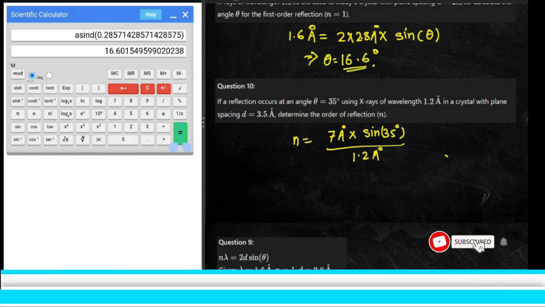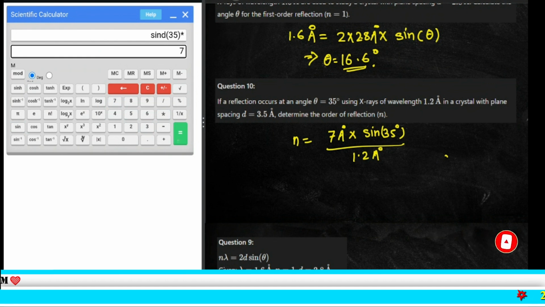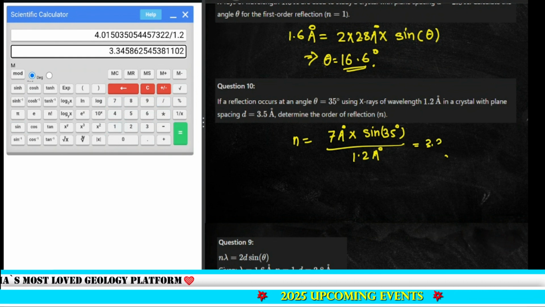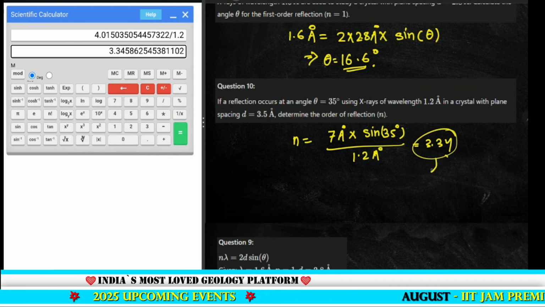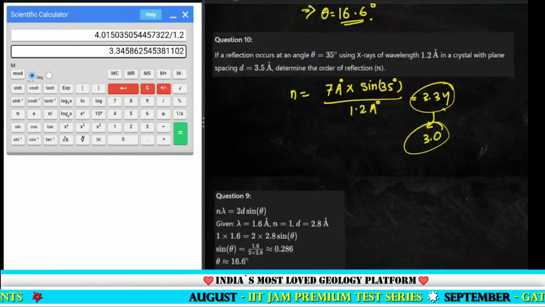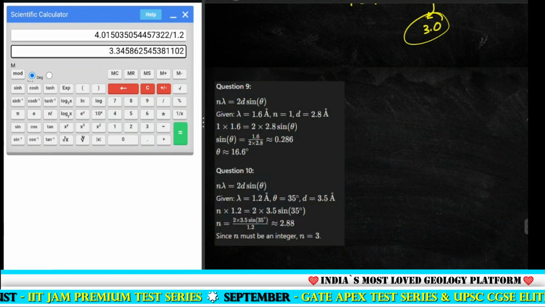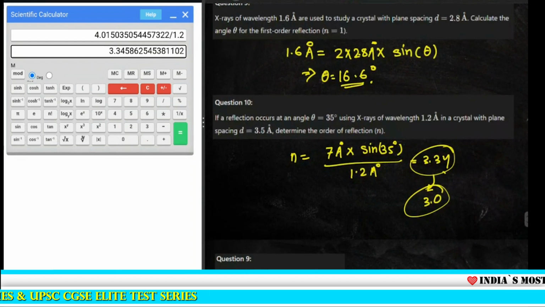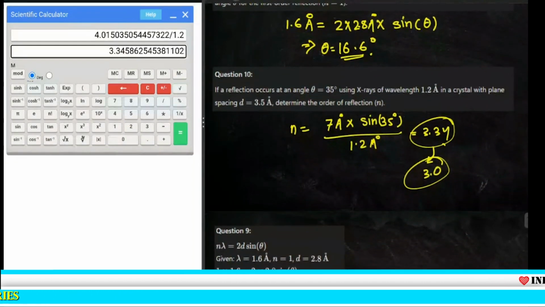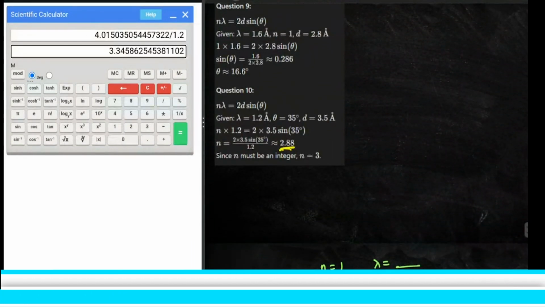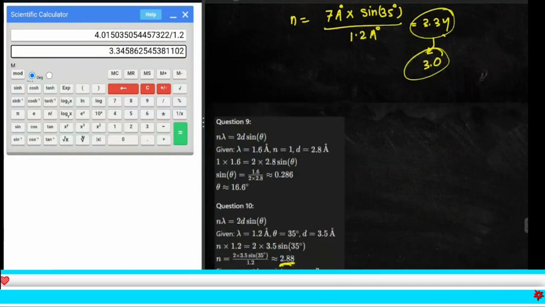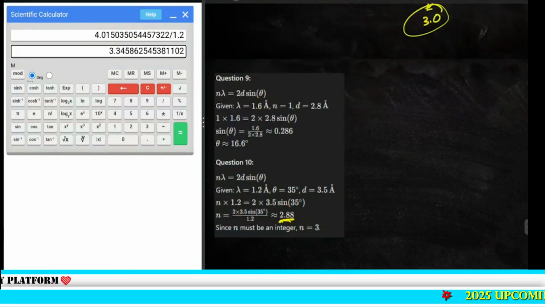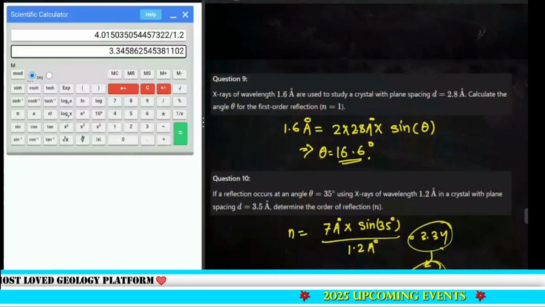Okay, so what will we do first? Sin 35 into 7 divided by 1.2. It will be 3.34. So it should be an integer. The answer will be 3. Okay. So I have 2.88 here. It may be a different one. Someone says something is wrong, sir. But the answer will be 3.